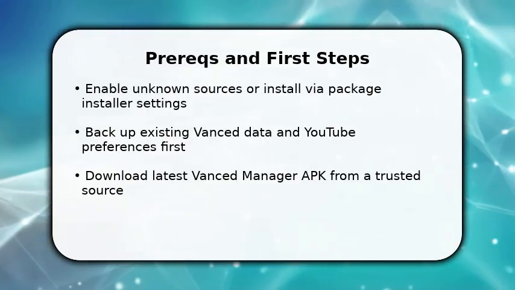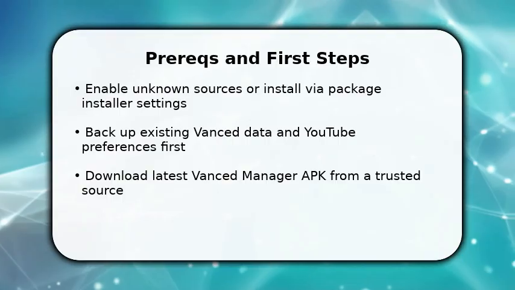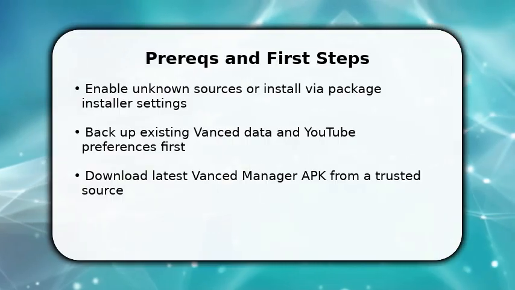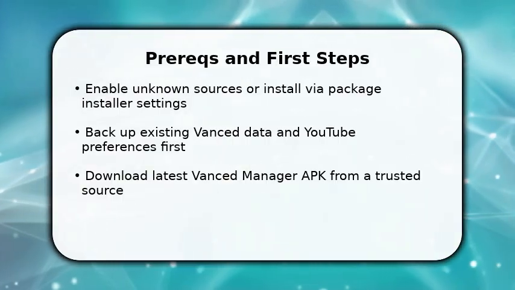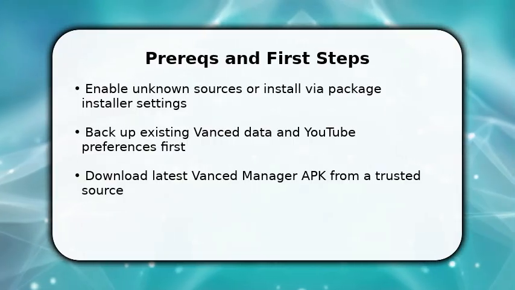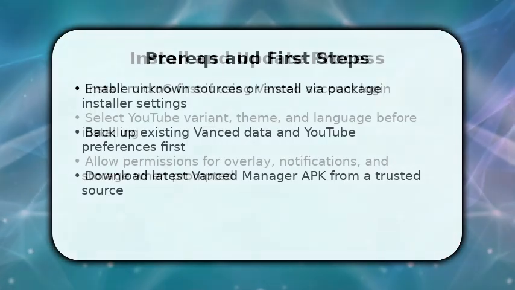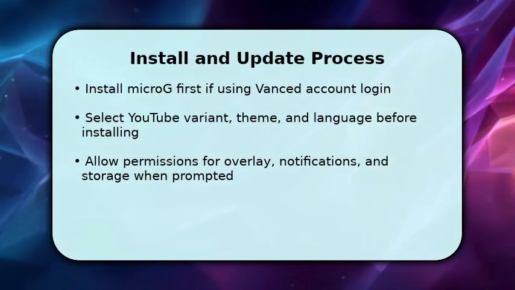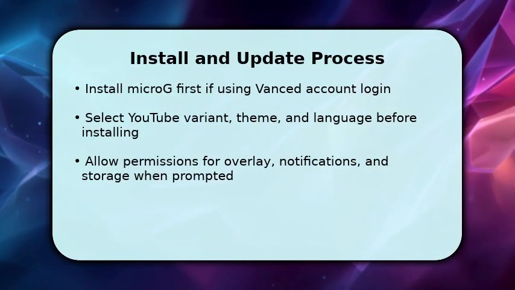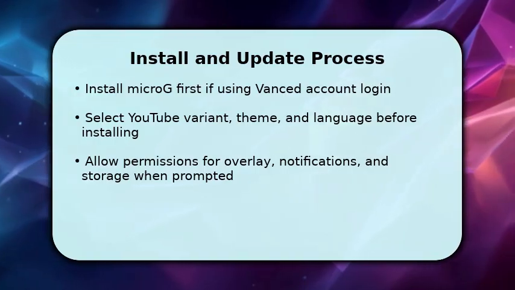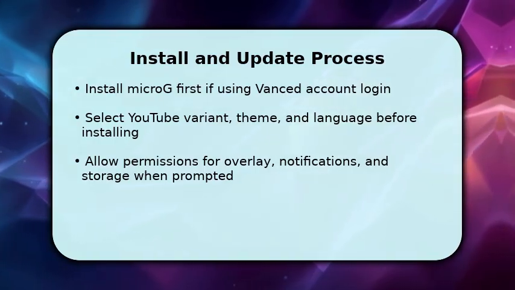Once done, open Vanced Manager, grant storage permission, then choose the YouTube build you want. Make sure to select matching architecture and Android version, so the install proceeds without signature conflicts or crashes. Proceed by installing Micro G if you rely on Google account sign-in. This step is essential because Micro G replicates the required services.